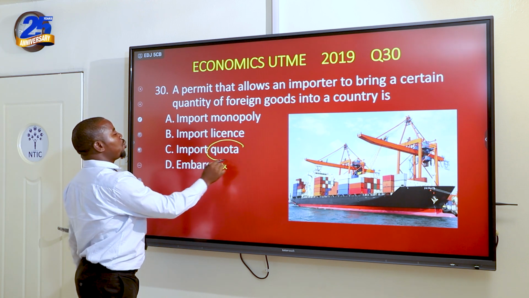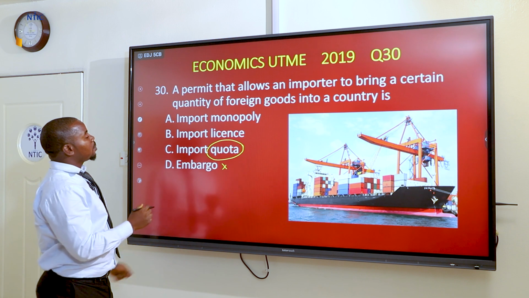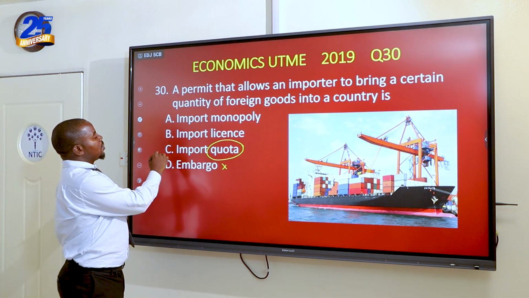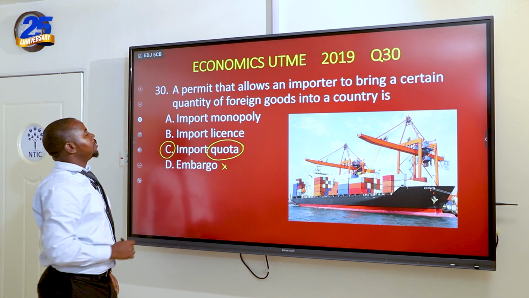But the one that has to do with a certain quantity, so that you do not exceed that particular quantity, to put a check to protect the infant industries, is known as import quota. So the correct answer is option C.